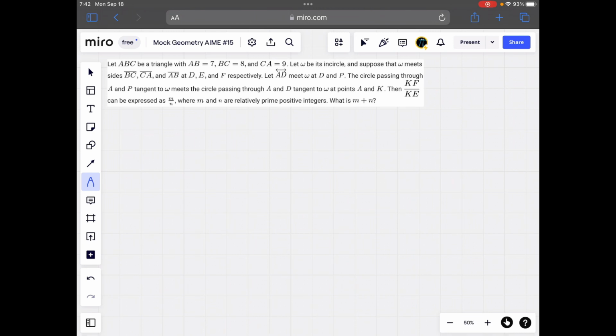Let AD meet omega at D and P. The circle passing through A and P tangent to omega meets the circle passing through A and D tangent to omega at points A and K. Then KF over KE can be expressed as M over N, where M and N are relatively prime positive integers. What is M plus N?